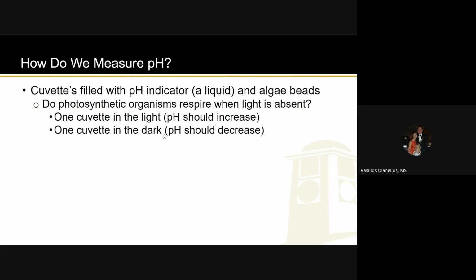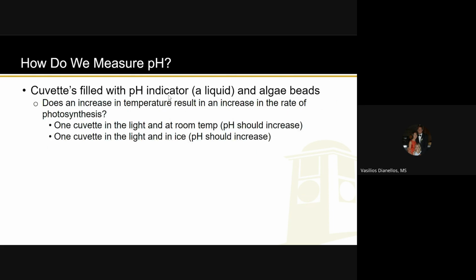So next experiment. Does an increase in temperature result in an increase in the rate of photosynthesis? In other words, does temperature affect photosynthesis? As we increase temperature, will that make photosynthesis increase, decrease, or stay the same? Those are all different ways of asking the same question. This one's also very simple.